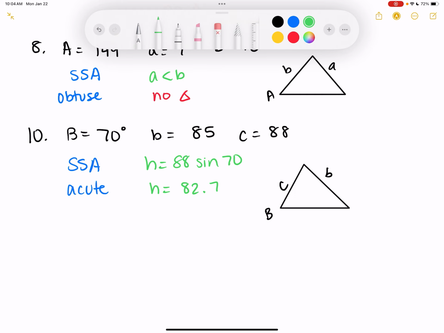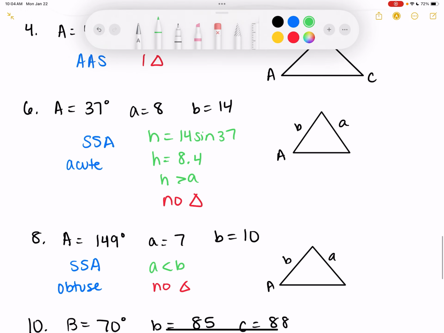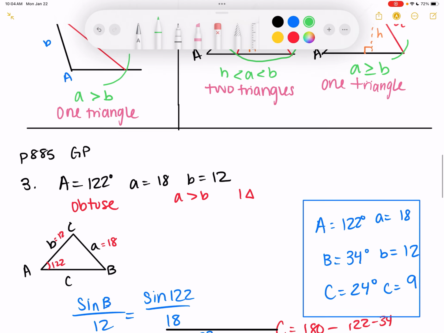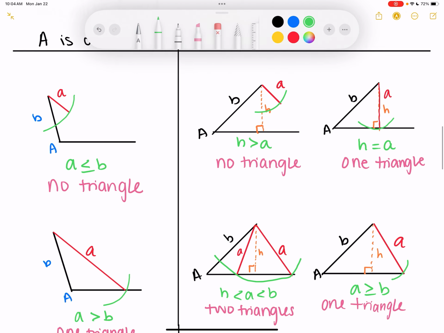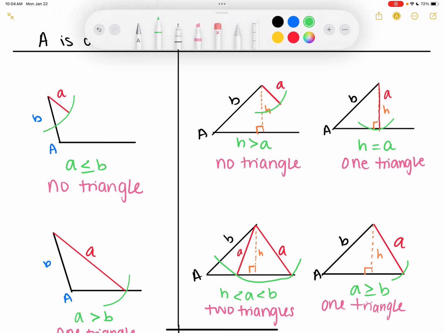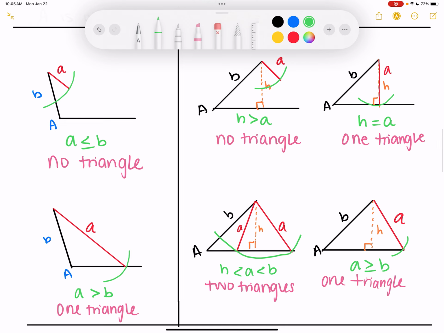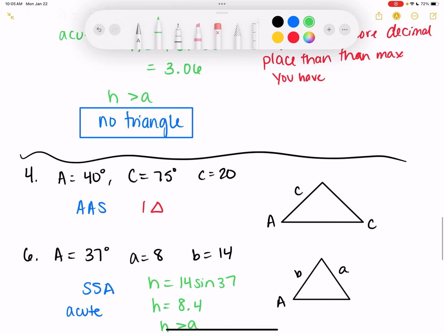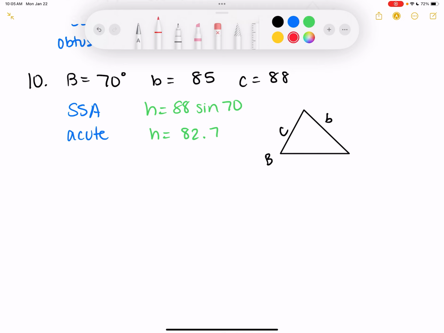Okay, so now I need to look at H compared to B. Okay, so 82.7 and 85. So H is less than B, right? And B is less than C. So what scenario do I have? Two triangles. So I've got H is less than B is less than C. So I have two triangles. And that's when you are happy that we didn't have to actually solve the two triangles. That would be when that would occur.